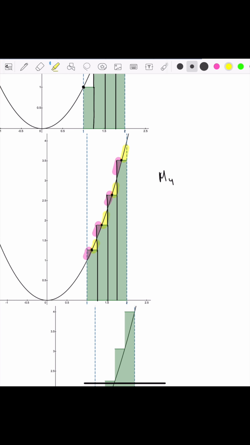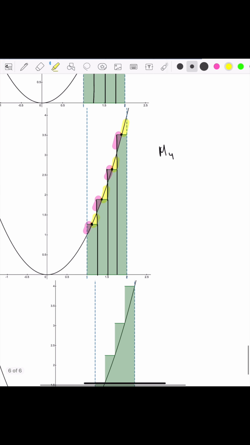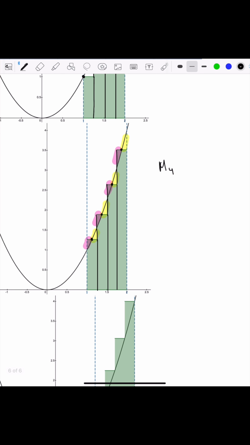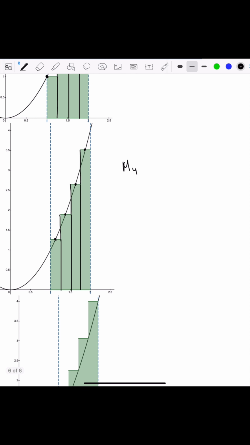So as I mentioned earlier, the midpoint usually gives us the best approximation out of the 3 methods, because the over areas in pink get canceled out by the underrepresented areas in yellow. So we can't say that M4 is an over or under approximation unless we know the exact value of A. But M4 is an approximation for the same integral, right? That same area from 1 to 2 of x squared dx.